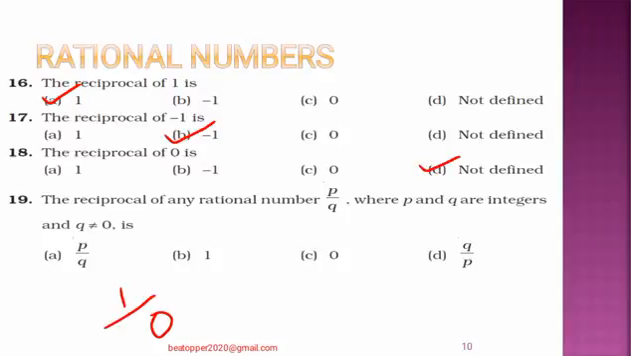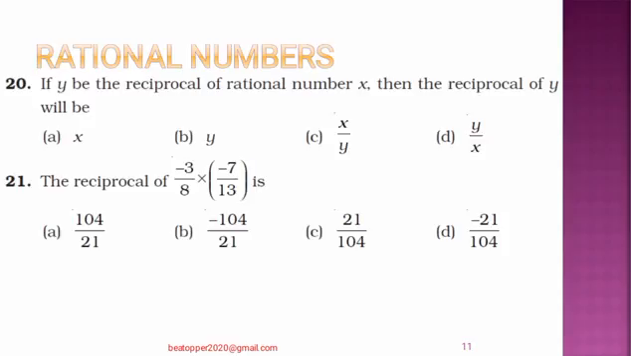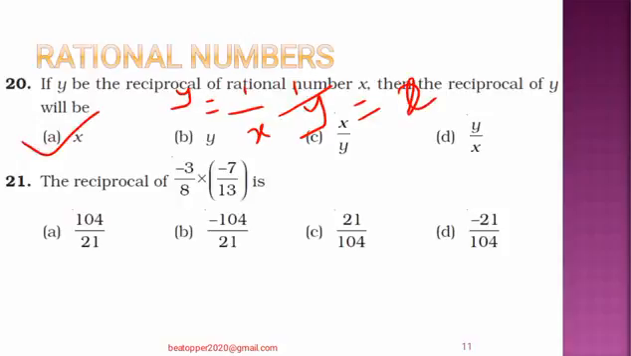The reciprocal of any rational number p by q, where p and q are integers and q not equal to 0, is q by p. If y be the reciprocal of rational number x, then the reciprocal of y will be? If y is the reciprocal of x, meaning y is equal to 1 by x, then the reciprocal of y, that is 1 by y, is equal to 1 by 1 by x. 1 by 1 by x is nothing but x itself. So the answer is x.